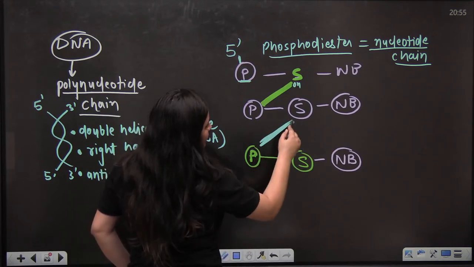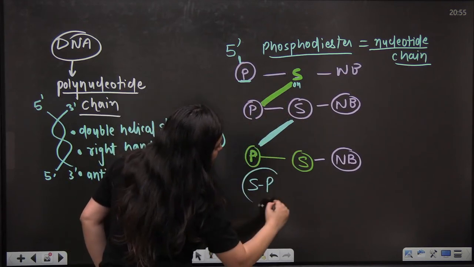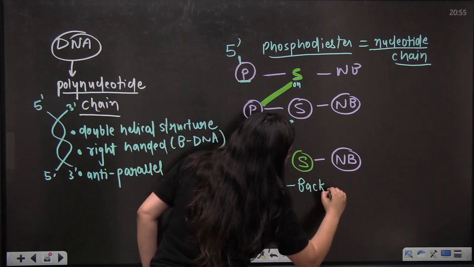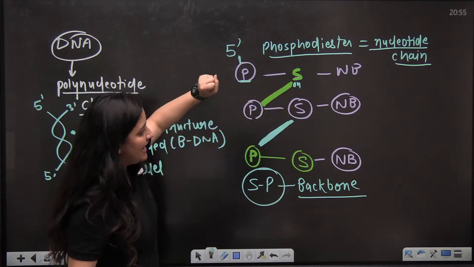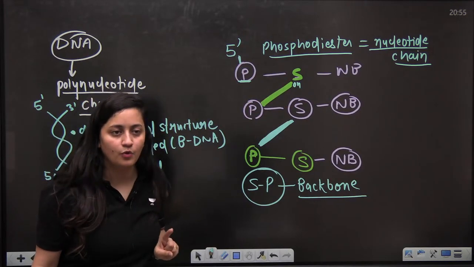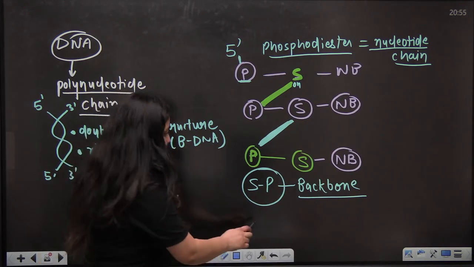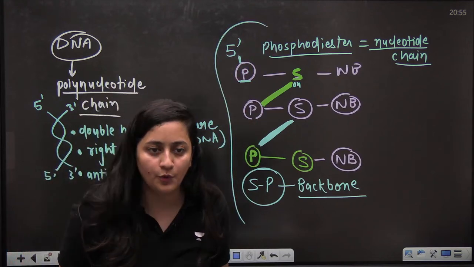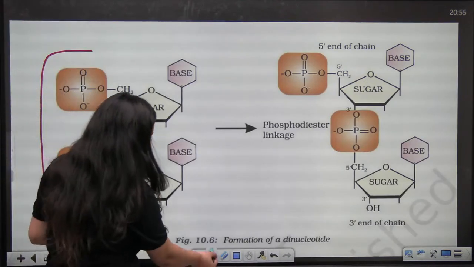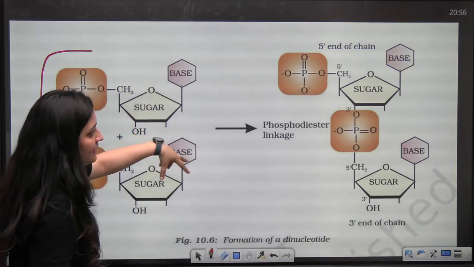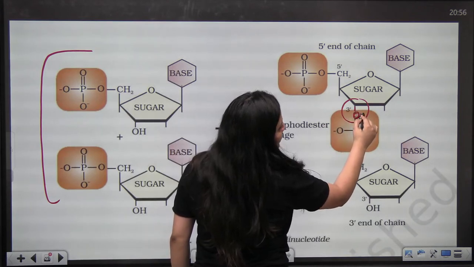Again here, this sugar will form the bond with the next phosphate. So you can see in the DNA, this is the reason why we say that there is a sugar phosphate backbone. So are you getting my point? So this is about the chemical structure of DNA, kids. You can see here the phosphodiester linkage. See, this is the sugar 3 prime end, which has the OH group.